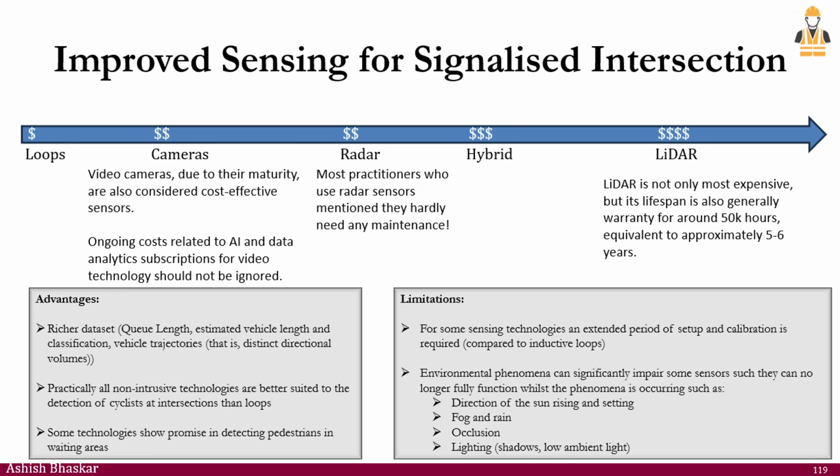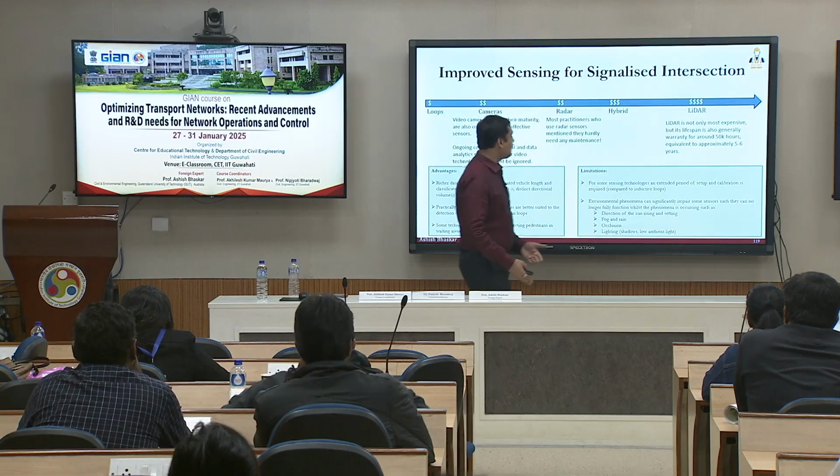Cameras, we just put double dollar. Radar means slightly higher than the loops. Video cameras, due to their maturity, are considered cost effective sensors. They are widely used in a number of places in the US. So if I have to think of a technology for India, I don't see a reason why camera cannot be a good technology, a good source to extract it.